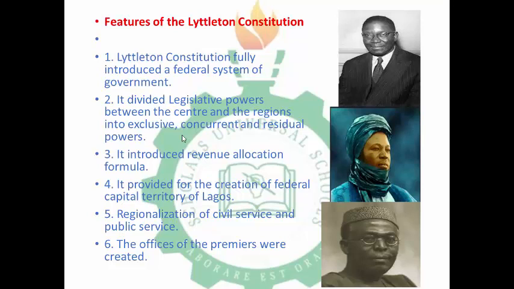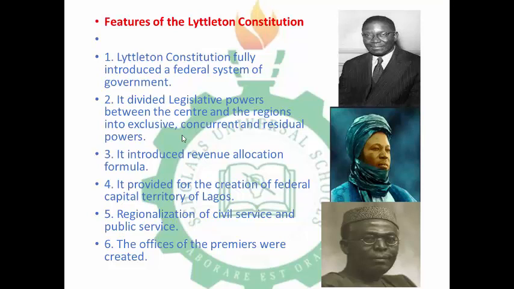Then concurrent list. It is in the concurrent list that we have both the federal government, that is the government at the center, and that of the component units carrying out their functions. So concurrent list makes provisions for both the government at the center and the component unit, that is the state or the regions, to be able to carry out their functions. And the concurrent list is designed for both the government at the center and the regions in this constitution rather. Then the exclusive list is only meant for the government at the center. Take note of that. Then we have residual list where only the province or the local government and the state can exercise functions.